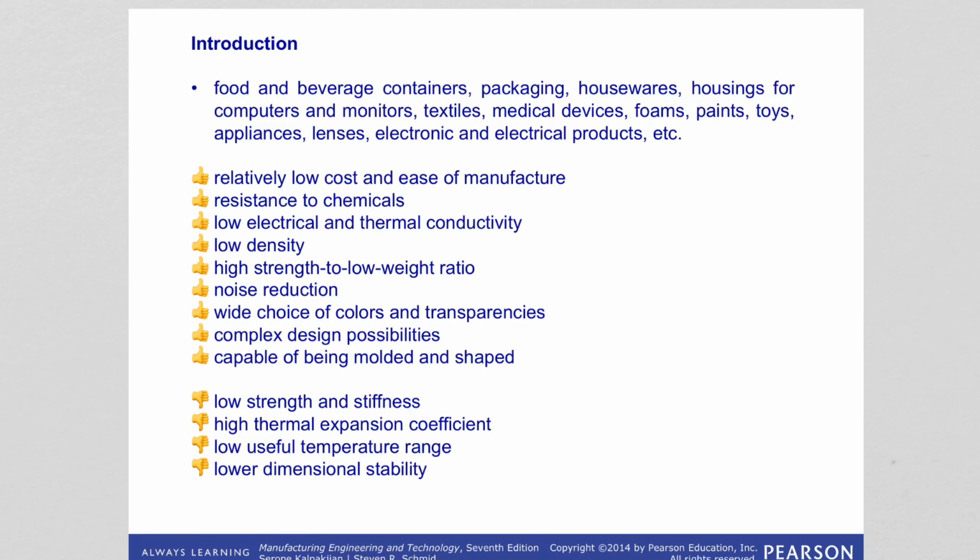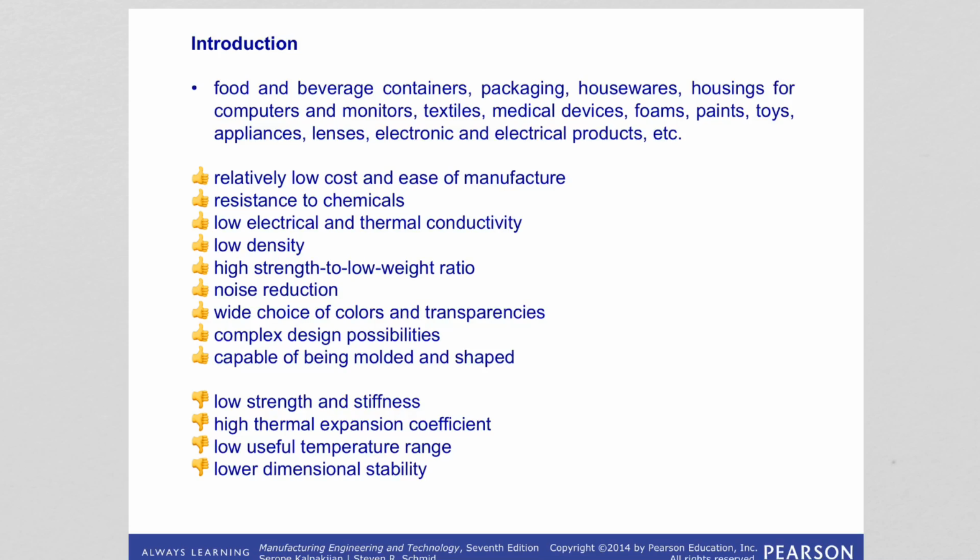So where do we see polymers, right? In food and beverage containers, water bottles, packaging, houseware, housing of computers, monitors, textiles, medical devices, foams, paints, toys, appliances, lenses, electronic and electrical products, everything pretty much. Why? As I said, they have relatively low cost and ease of manufacturing. They have resistance to chemicals. Therefore, when they carry chemicals, they usually put them in polymer or plastic bottles. Low electrical and thermal conductivity, low density, high strength to weight ratio.